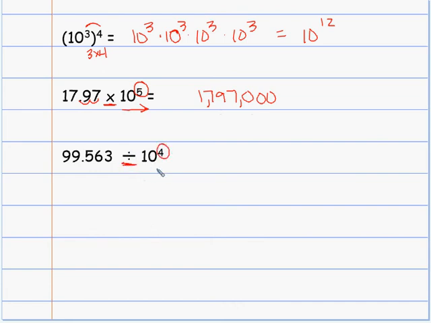I'm dividing, so I move the decimal 4 places to the left. 1, 2, 3, 4. Fill in with zeros, so I get the leading 0, decimal point, 2 zeros, 99563.